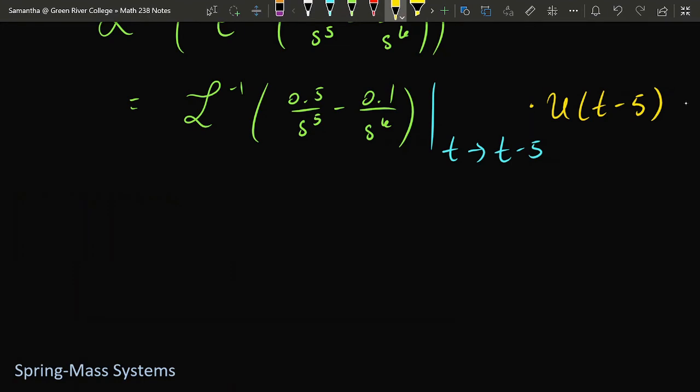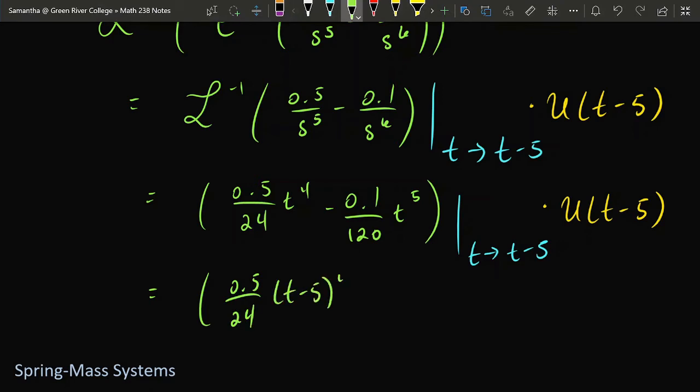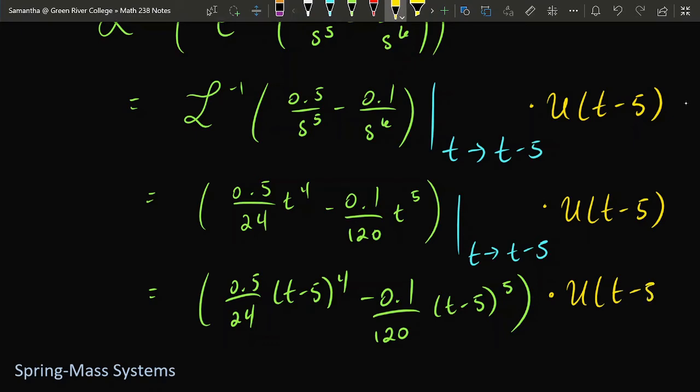So if I take the inverse Laplace transform of this little bit in green, then I get 0.5 divided by 24 t to the 4th power, minus 0.1 divided by 120 t to the 5th power. And I'll need to replace those t's with t minus 5's and multiply by the unit step, shifted 5 units to the right. So that gives me 0.5 divided by 24, t minus 5 to the 4th power, minus 0.1 divided by 120, t minus 5 to the 5th power, multiplied by the unit step, which also has t minus 5 in it.